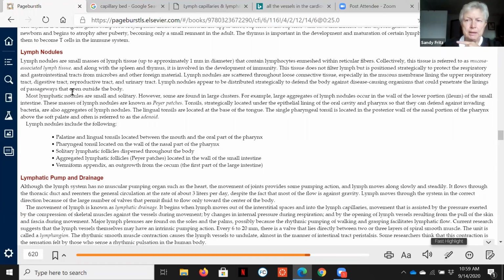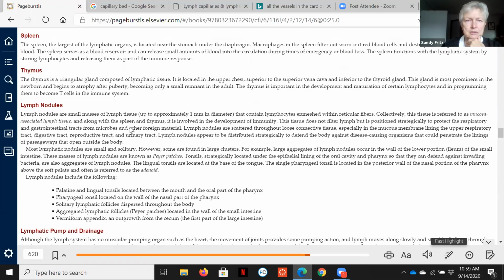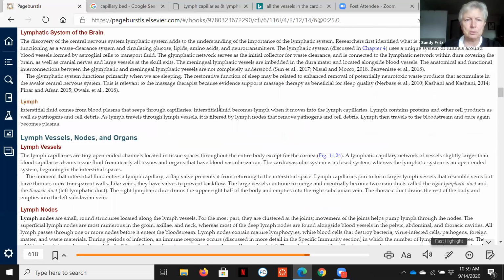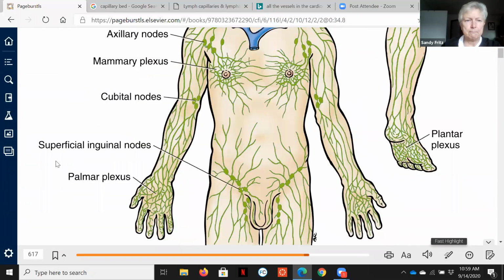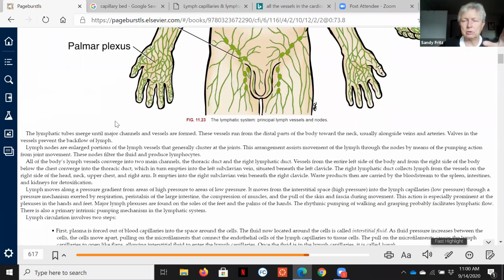Now it's helpful, and you may find this on the MBLEX exam, to know where these basic nodes are and the names of them. I think there's a diagram up here of those. Yeah. All right. So you're going to want to have that language embedded, and they're pretty much described based on their location. So the mammary plexus, the axillary nodes are in the axilla, the inguinal nodes are in the inguinal area. So your general body landmarks and knowledge of that terminology will help you locate a nodal cluster.